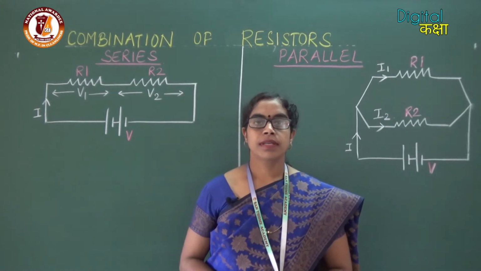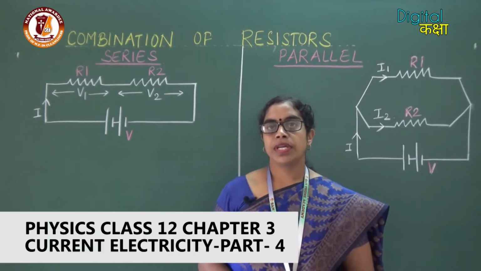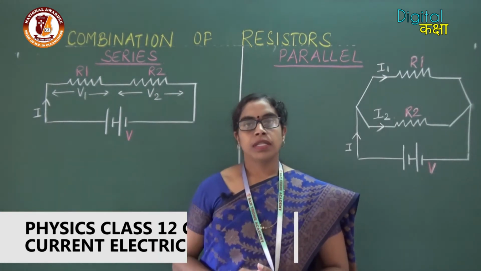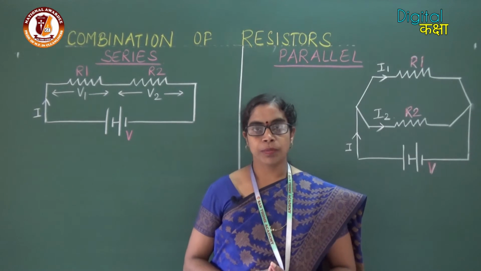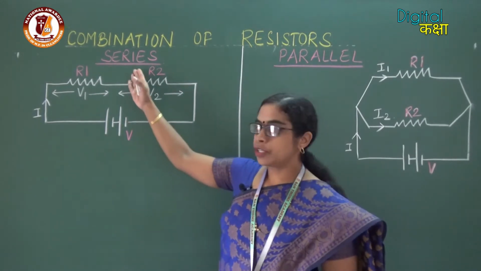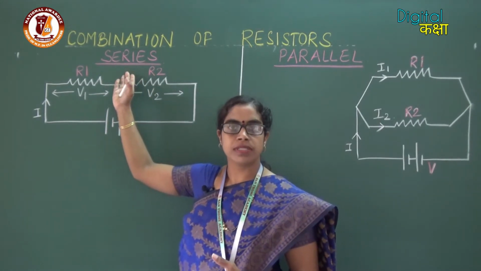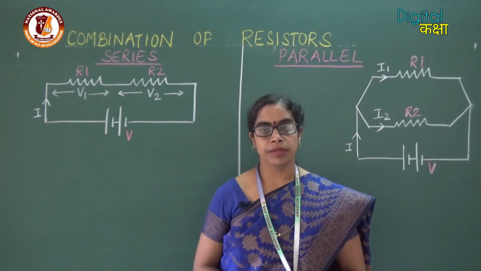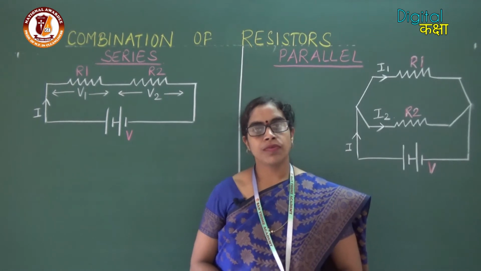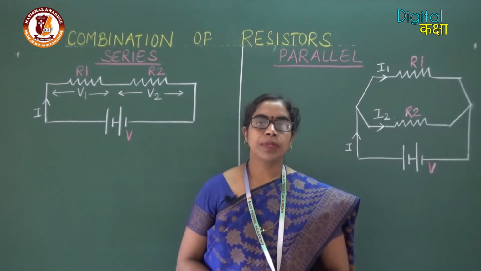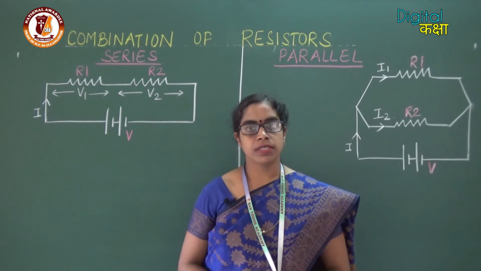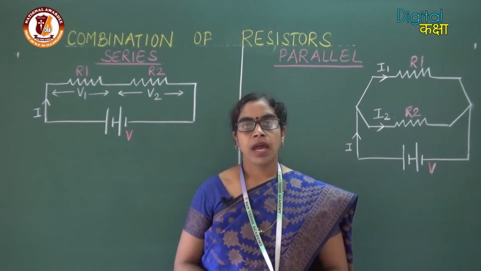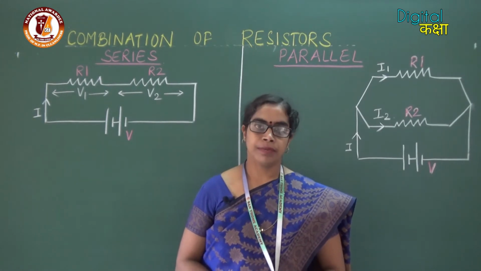Hello students, today we are going to study the topic combination of resistors. There are basically two types of combination. The first one is the series combination of resistors and the second one is the parallel combination. We can say that there is one more category, the mixed combination of resistors, in which a few resistors are connected in series and a few are connected in parallel.